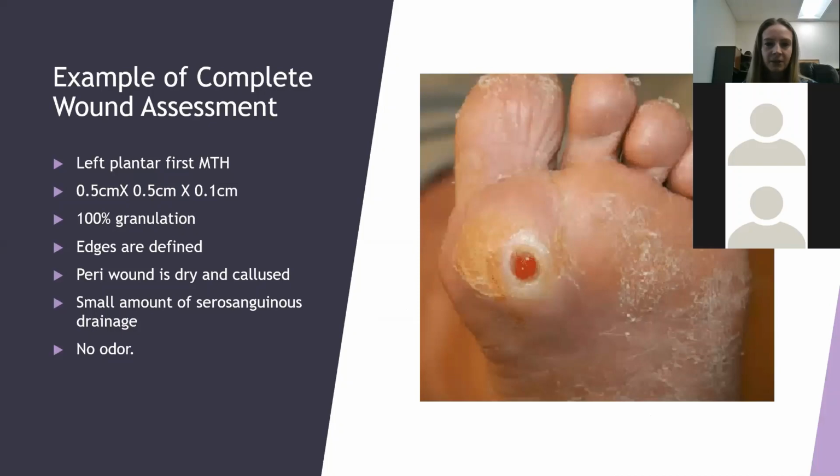Here's an example of everything put together, of how you would document this foot ulcer. It would be a left plantar first met head, and it measures 0.5 by 0.5 centimeters by 0.1. Our base for that one would be 100% granulation, since it's all that red beefy hamburger. The edges are defined because you can clearly see where they start. Our periwound has dry skin around it and some callousing. For that one, you would guess a normal amount of drainage, just a small amount of serous sanguinous, and I would suspect no odor, but can't tell too much from the picture.